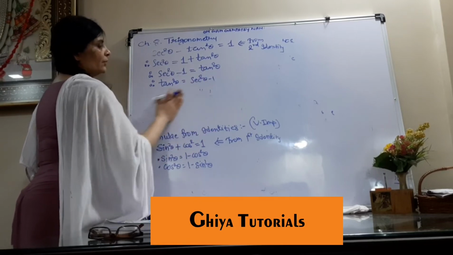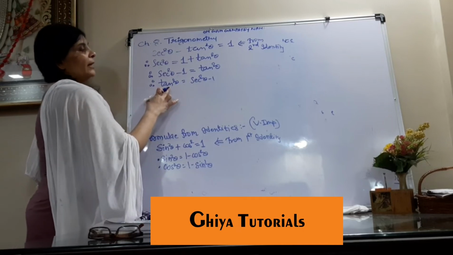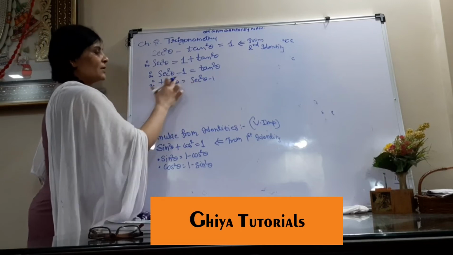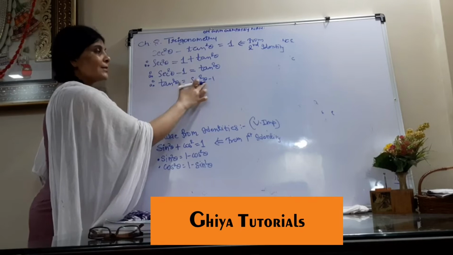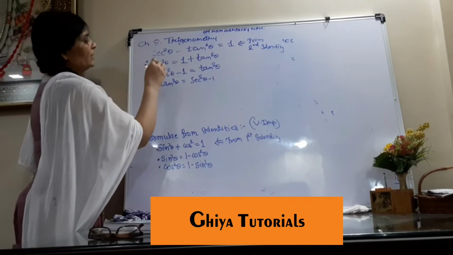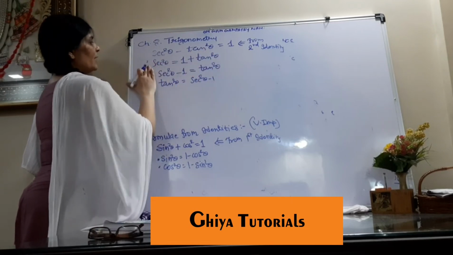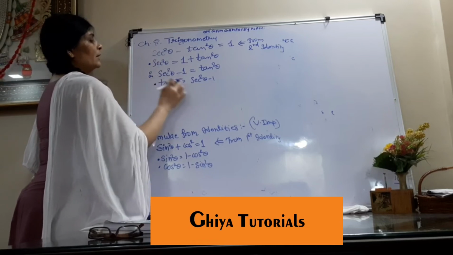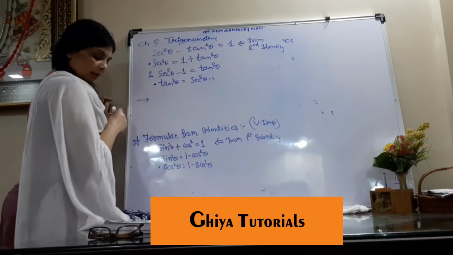So you have to remember, whenever there is tan square theta in the sum, and you want to proceed further to get the answer, you can keep tan square theta equals sec square theta minus 1, or sec square theta minus 1 equals tan square theta. So we are obtaining these two formulas: sec square theta equals 1 plus tan square theta, and tan square theta equals sec square theta minus 1. Now we move to the third identity.